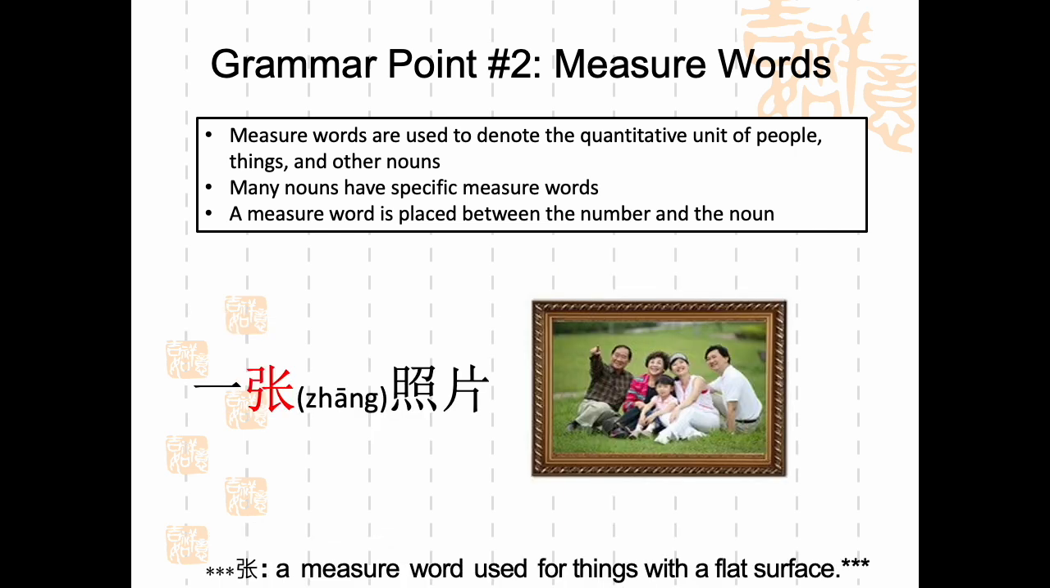Now, one measure word that's not included in your textbook, but I think is one that you should be aware of since it's used widely, is this measure word 张。跟我说张。So if we wanted to say one picture, we would say 一张照片。And so 张, as the slide here says at the bottom, is a measure word used for things with a flat surface.